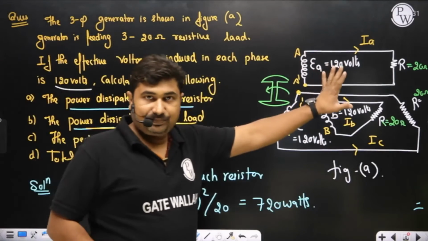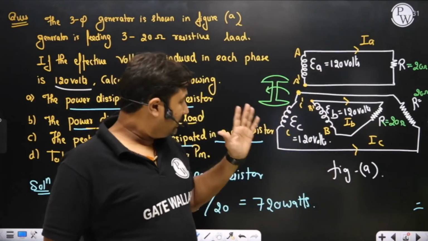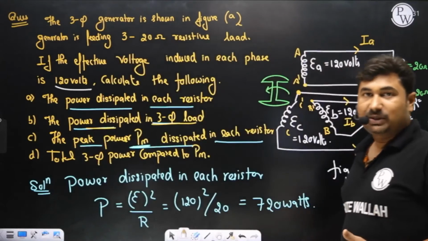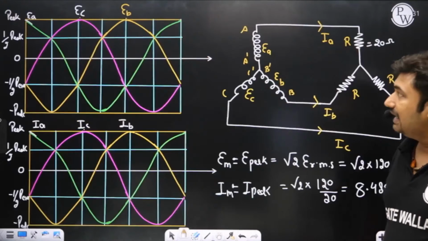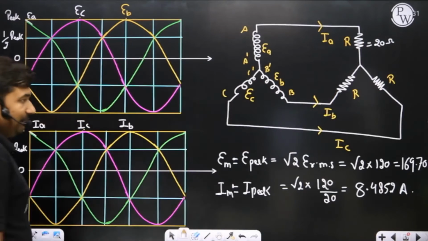In this figure, EA is going to be maximum, then after 120 degrees in time EC is going to be maximum, and after another 120 degrees EB is going to be maximum. So the currents flowing in the resistive load, IA, IB, and IC, are also displaced in time by 120 degrees. Is it okay?